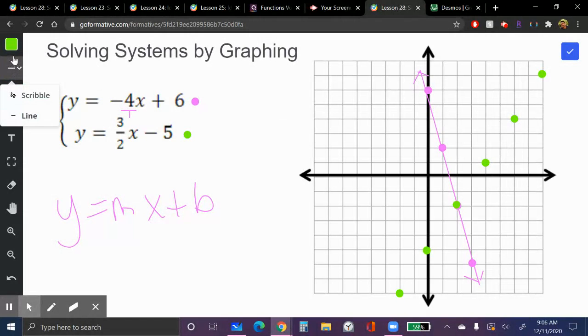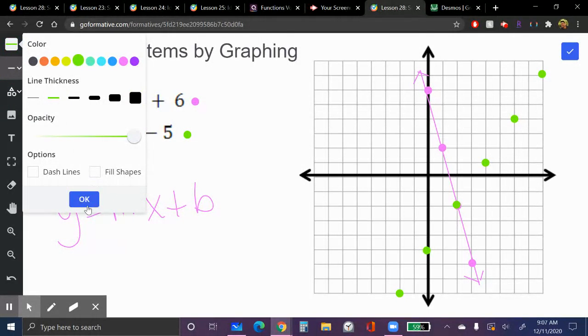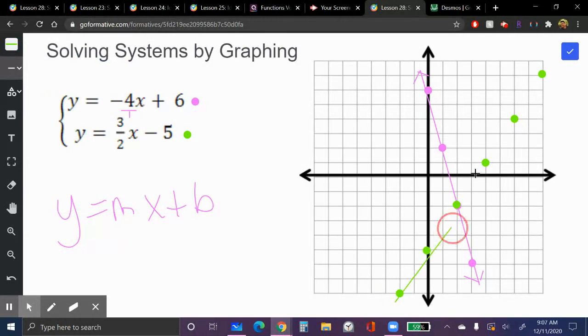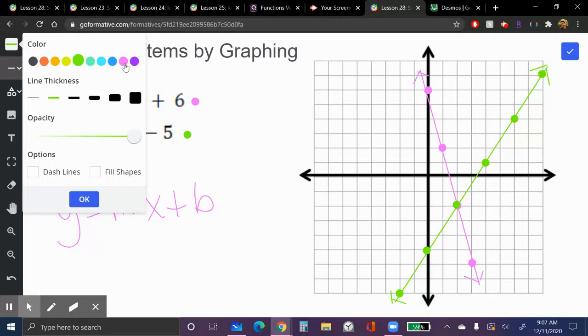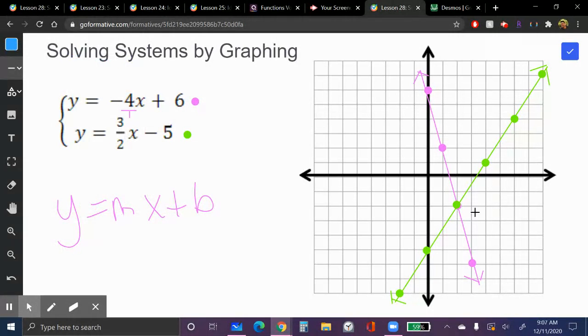Change my thickness and connect those points. Arrowheads. And there is my system of equations. Now, the solution is where these lines intersect. They intersect right here. So it is 2, negative 2. That is where they intersect.